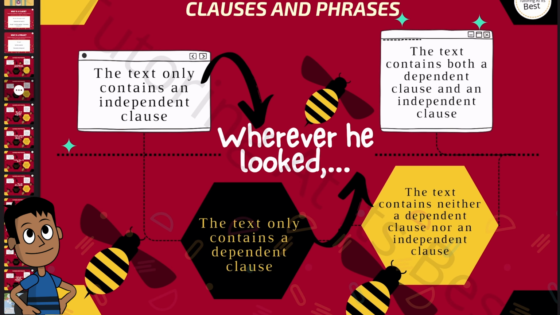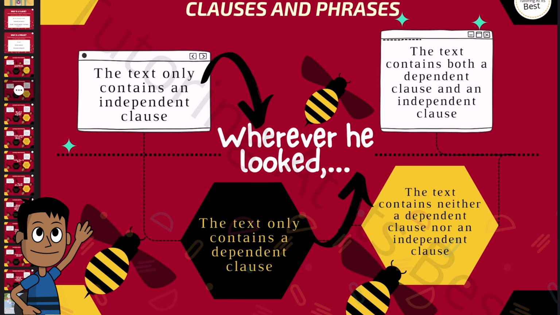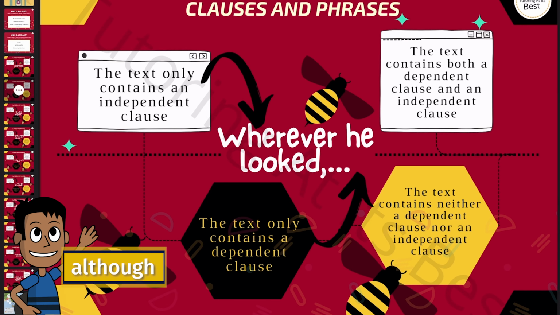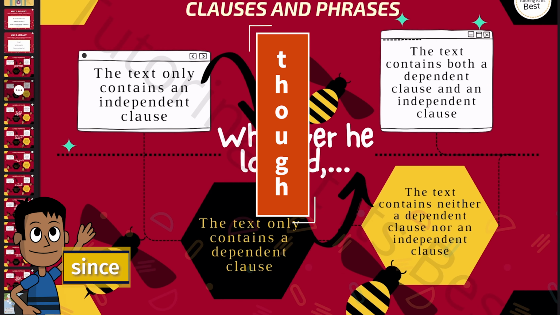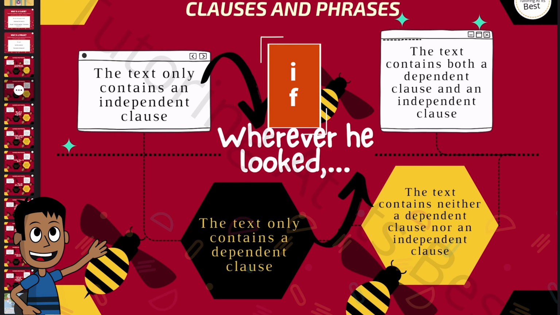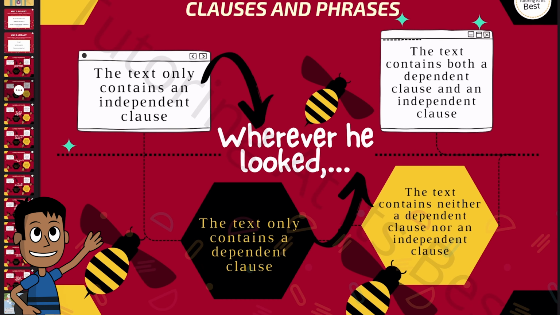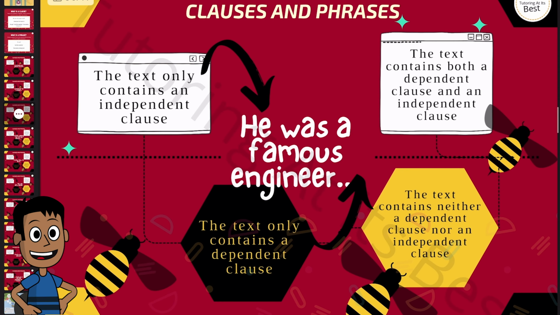Wherever he looked. So let's think about this. Does the text contain or express a complete thought? Well, you should now have started to realize that dependent clauses often start with words such as although, because, since, though, as, and if. It is these words that prevent the dependent clause from expressing a complete thought. So with that being said, we know that the text only contains a dependent clause. Marvelous. Let's dive into the next question.